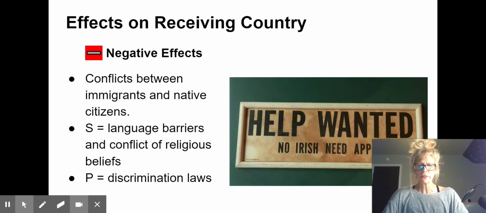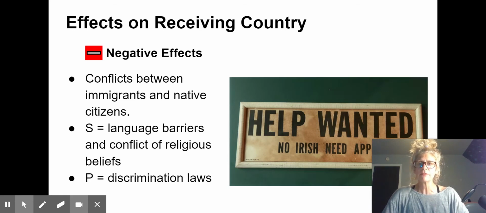You see a lot of culture actually changing in Germany due to Syrian refugees, okay, because of those two big things, language barriers and conflict in religious beliefs. Most Germans are Christian and Syrian refugees are Muslims. And so a lot of the culture in Germany has changed because of the influx of those immigrants.